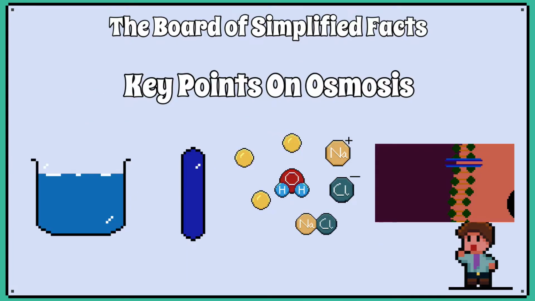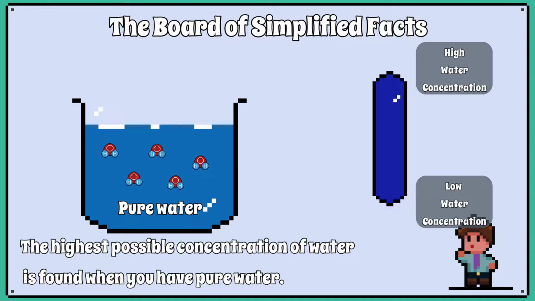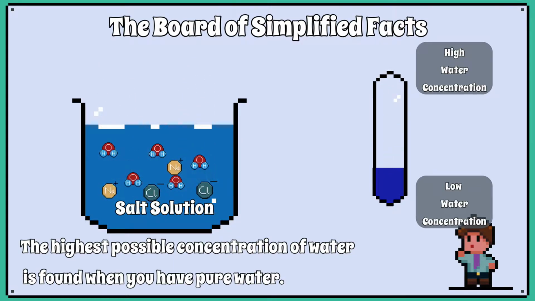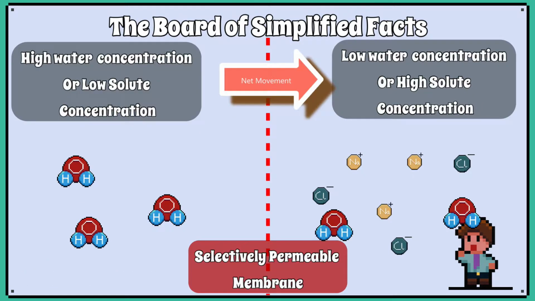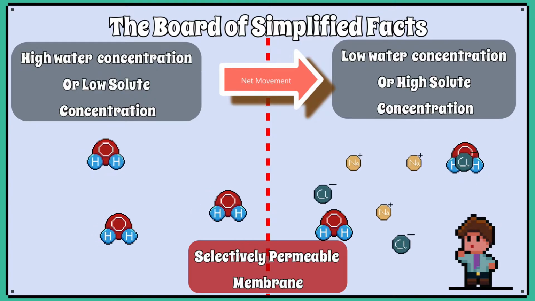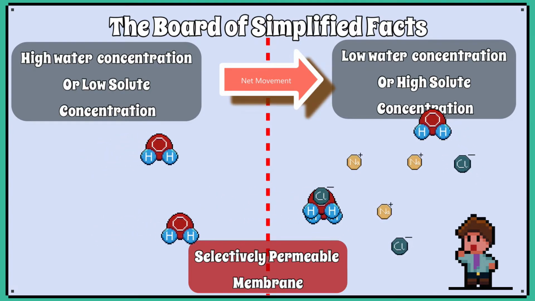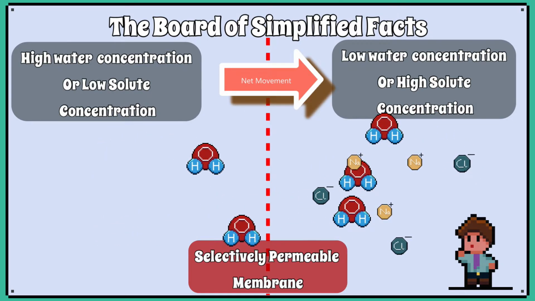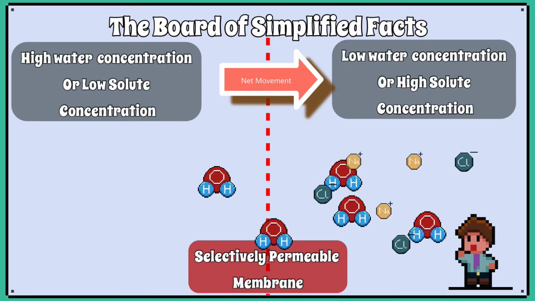Here are some key points you need to understand regarding osmosis. The highest possible concentration of water is found when you have pure water. When solutes are added to water, like salt for example, they lower the water concentration. So a region of pure water, high water concentration and low solute concentration, will diffuse into a region of salty water, so low water concentration and high solute concentration, via selectively permeable membrane.